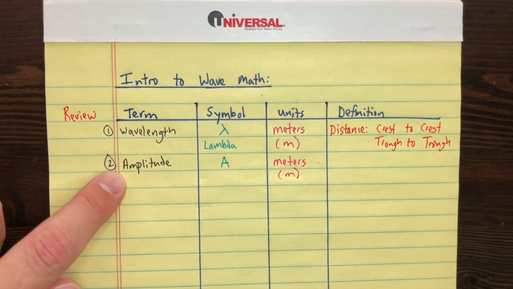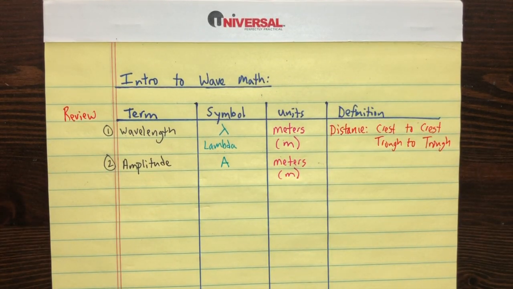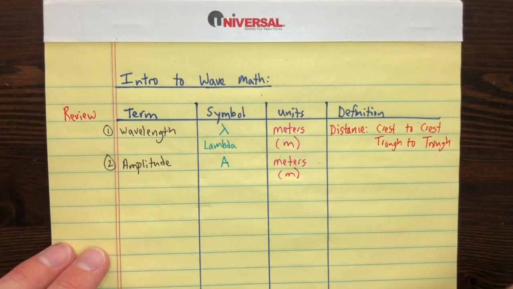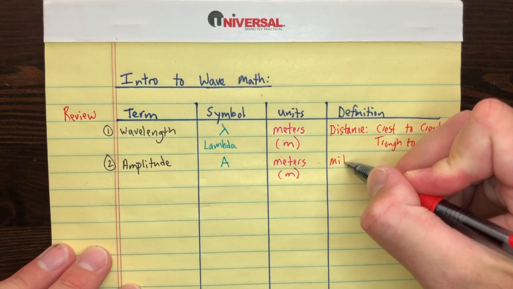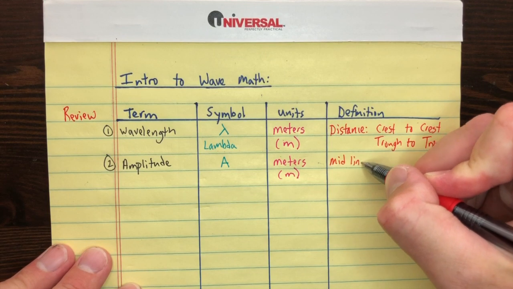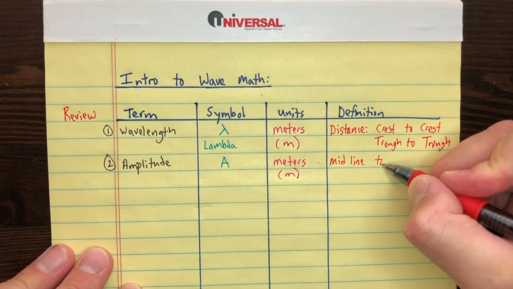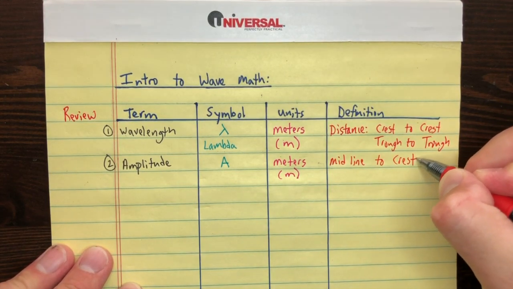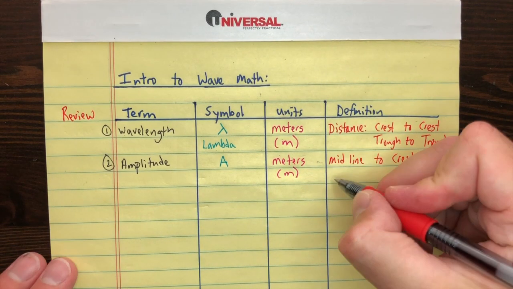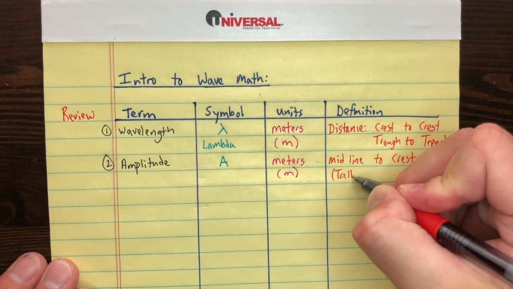And then what's kind of special about this height, it's not from the lowest point of the wave to the highest point. It's actually from the midline, or the midpoint, the midline to the crest would be how tall the wave is. I'll just put in parentheses, how tall.